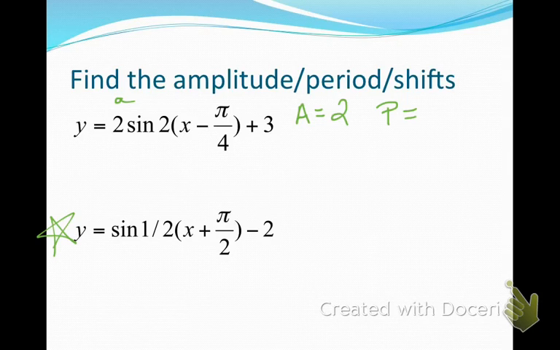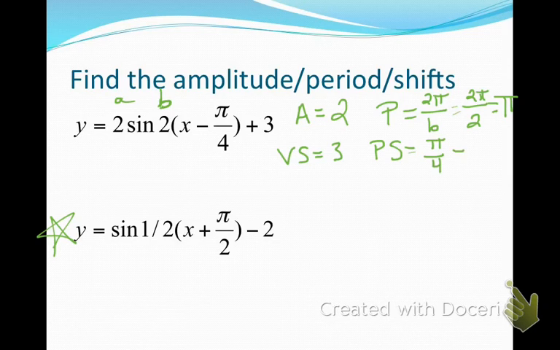Sometimes you use the letter T in physics class. Well, my period is going to be the B value here. And actually, the B value comes from this number here. So 2 pi over 2, which is 2, okay, writing it all out, and we get a period of pi. And let's see, we have a vertical shift of 3, and we have a phase shift of pi over 4, and that's going to go to the right.